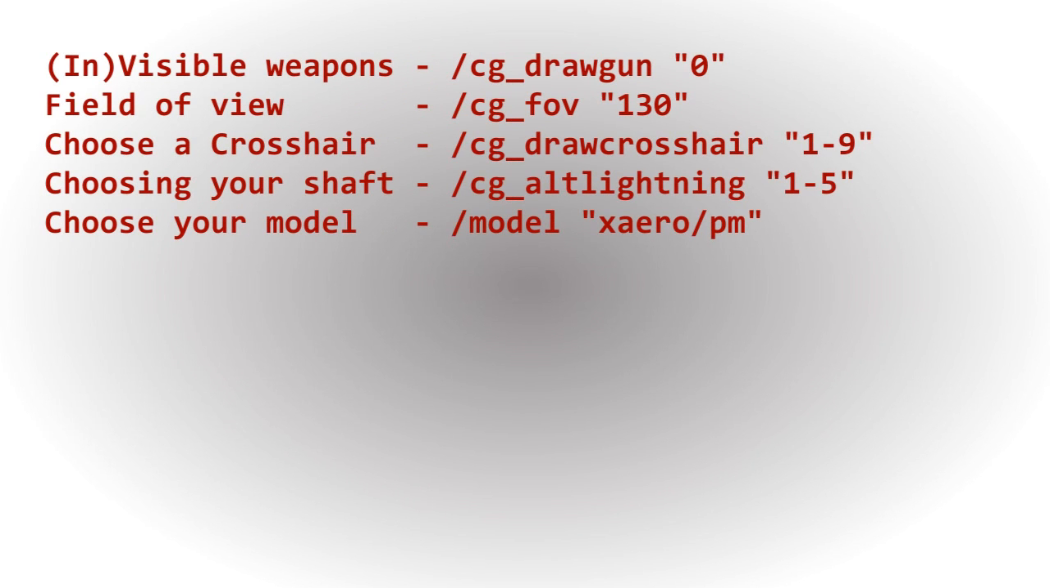cg_drawGun. You might like playing with the gun on or the gun off. I used to play with it off, but now I've started playing with it on again. cg_drawGun 1 will draw the gun and all the animations. cg_drawGun 2 will not play any of the animations, so it's just a static gun. And cg_drawGun 0 would be no gun, just the crosshair on your screen.